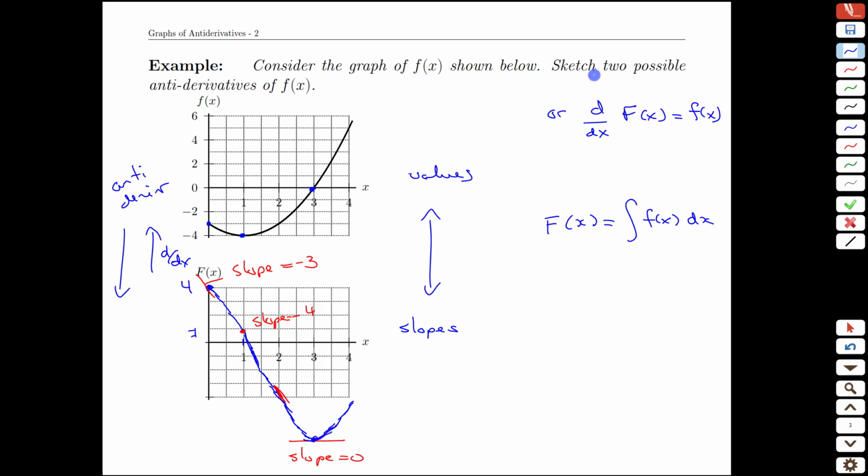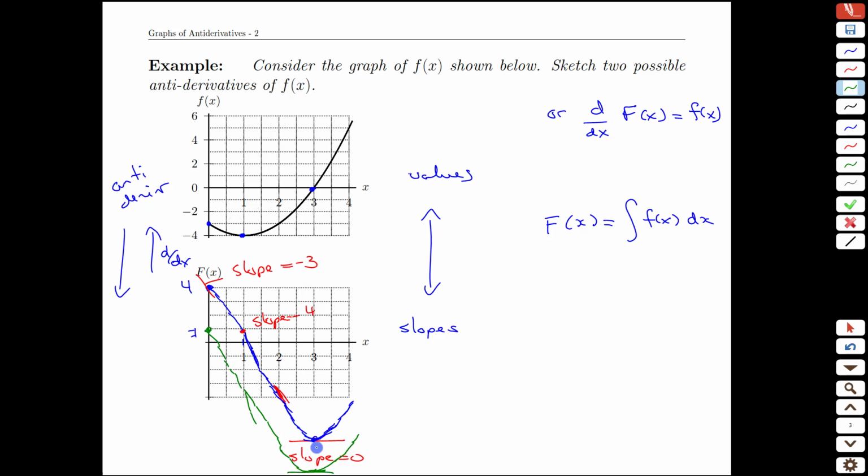Notice that we were also asked to sketch two possible antiderivatives. There was nothing magic about this starting point. That was just a point we grabbed out of convenience, knowing a negative value on this pointed to a negative slope on our capital F of x. We could also have started at some other point, and we would get exactly the same shape because we have information about slopes.